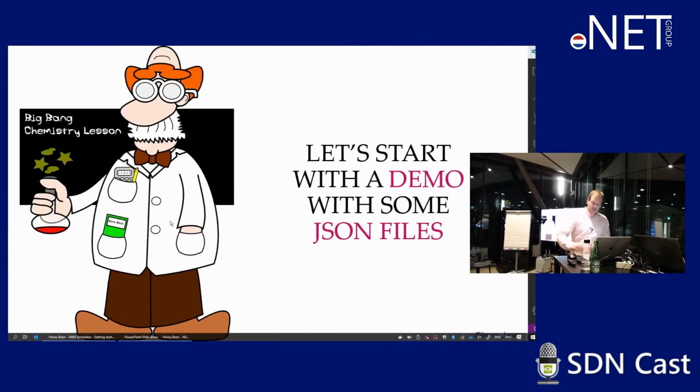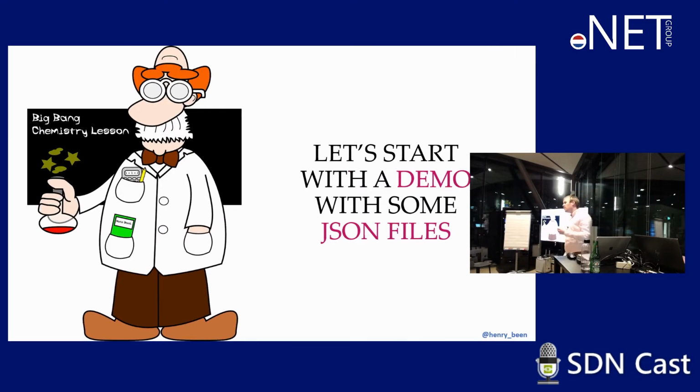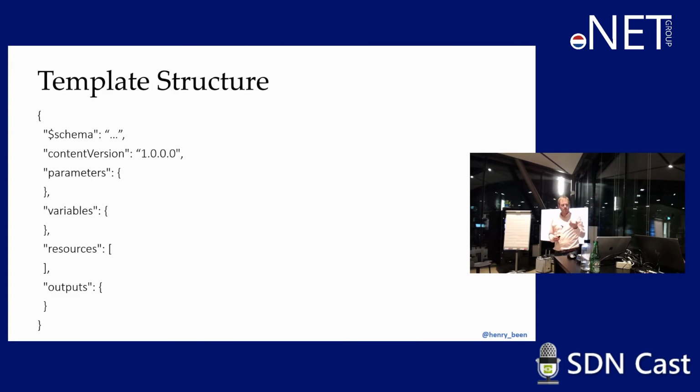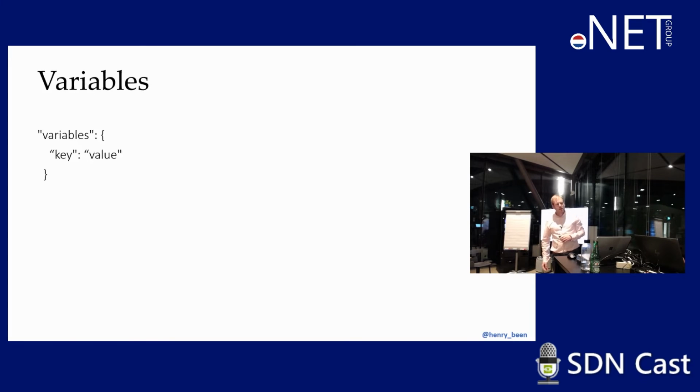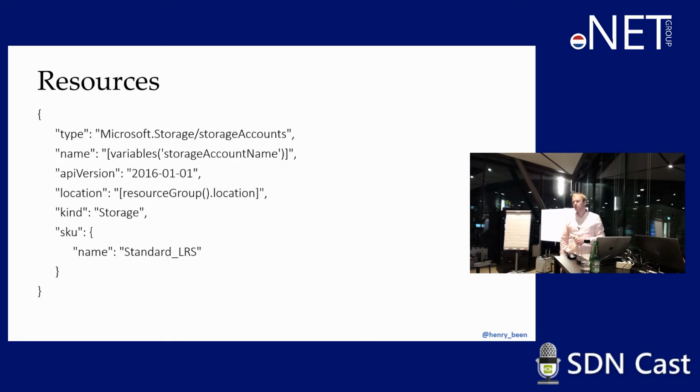Now let's quickly jump back to the slides and go through the different things and see what they mean. So this is the structure of an ARM template. It has a schema, content version, parameters, variables, resources, and outputs. So the first thing, let's start with the first thing just because we can.